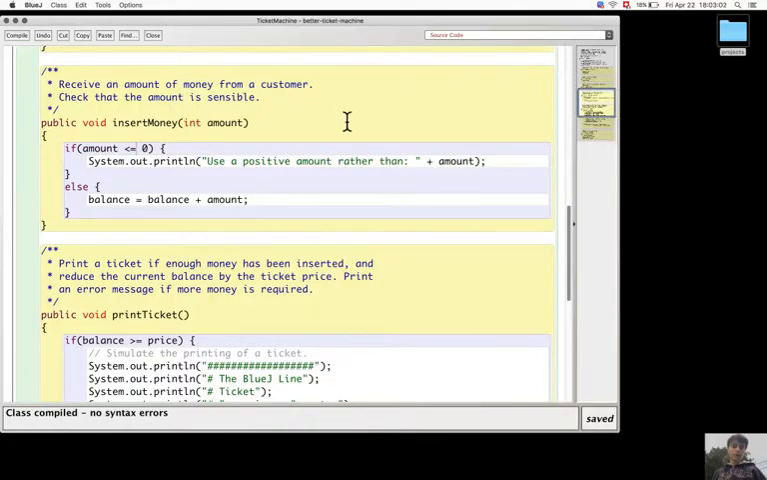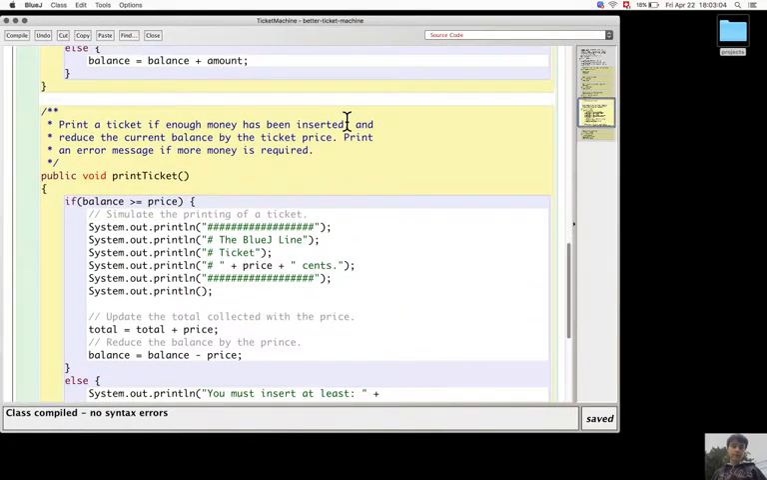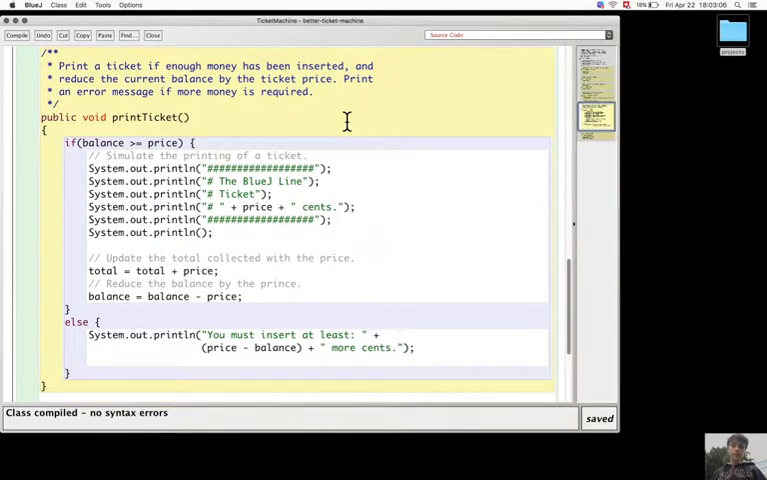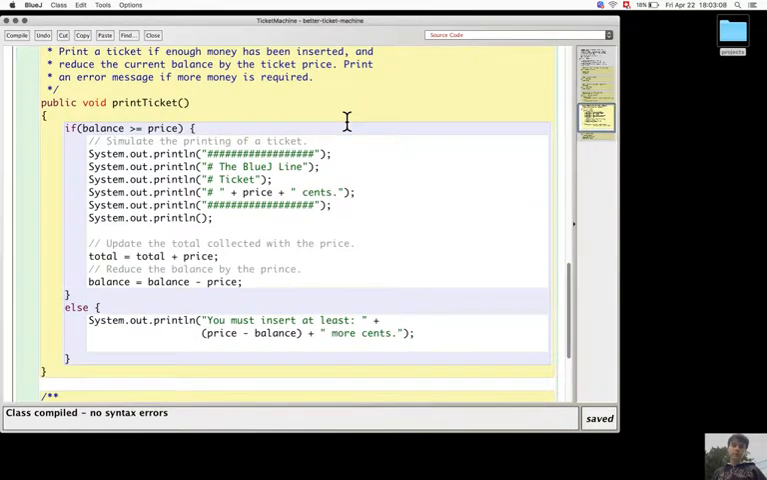In the print ticket method, there is another conditional statement which makes the table check whether the money that was inserted was enough to print a ticket.